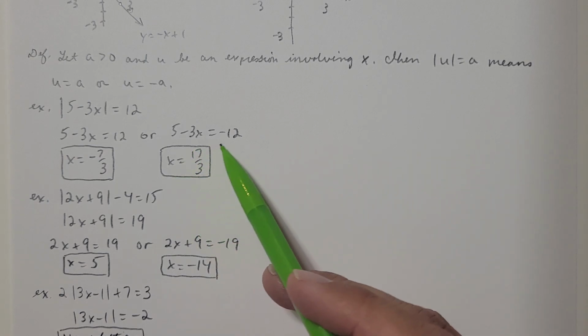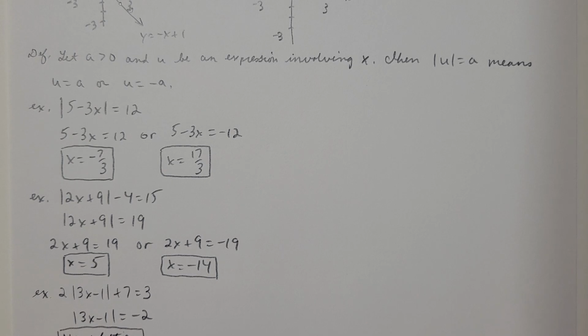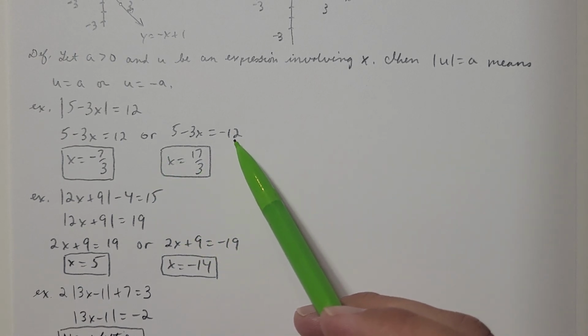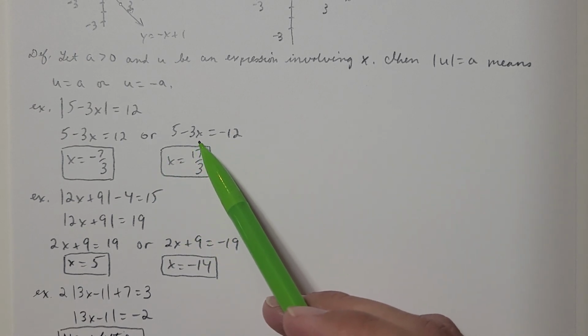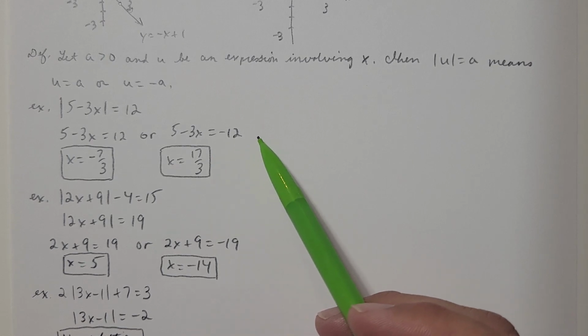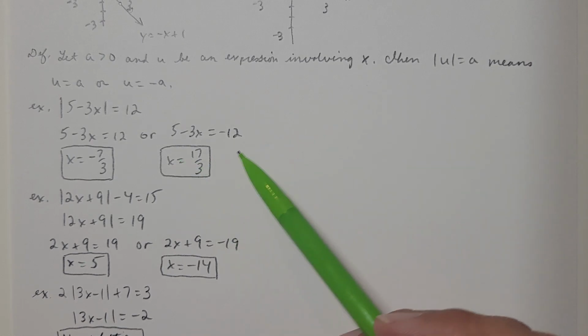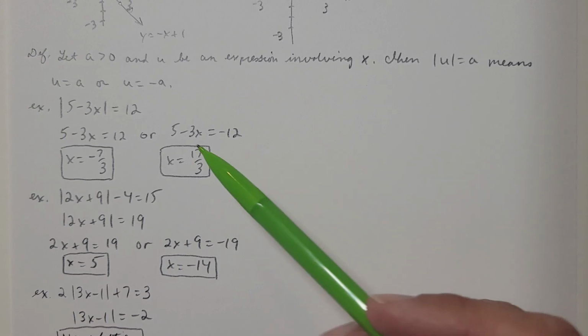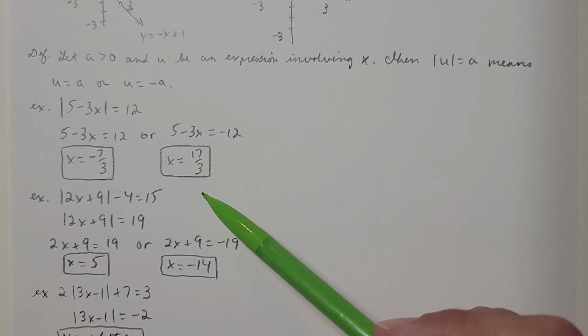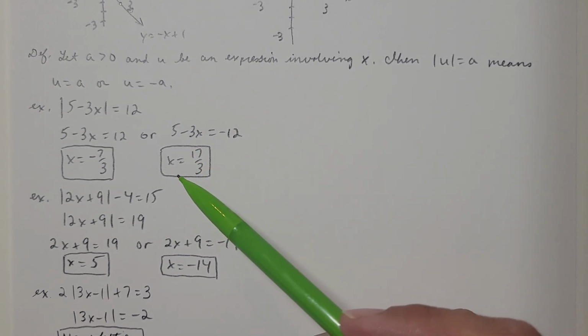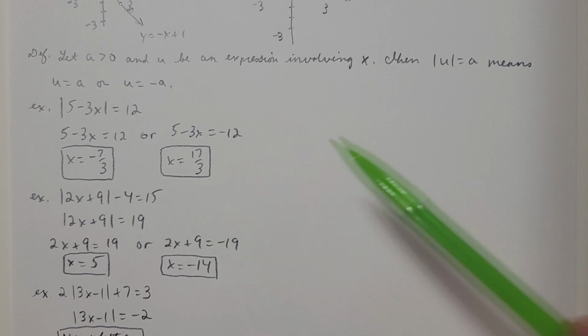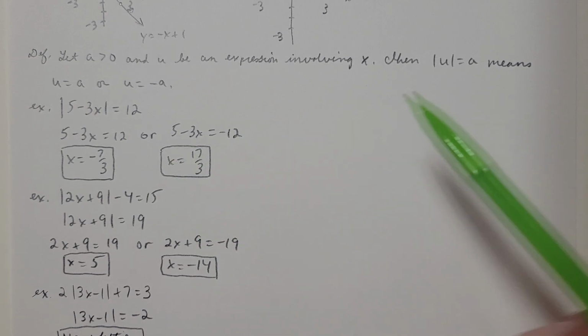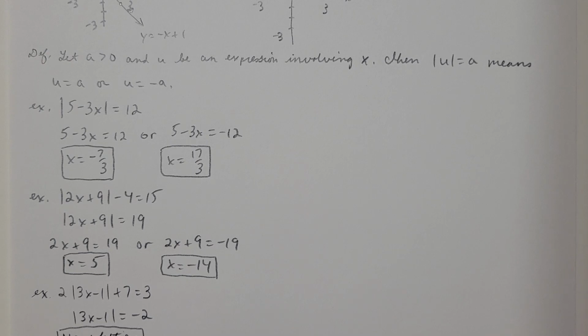5 minus 3x equals negative 12 means that when I subtract 5, I get negative 3x equals negative 17. And then when I divide by negative 3, negative over negative is positive. So x would be 17/3. That's another answer. Go ahead and circle that one.